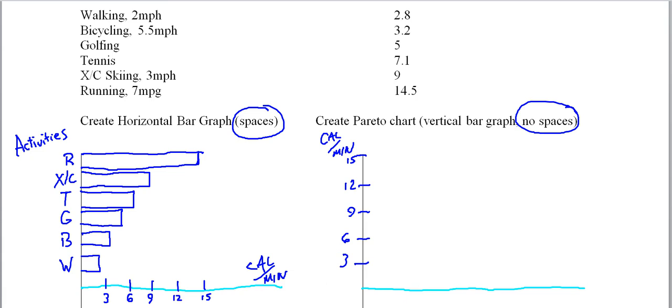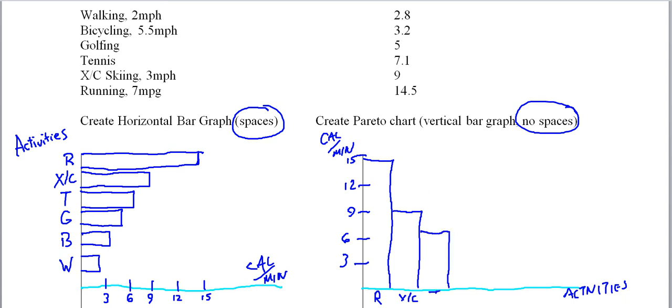We're now going to look at running, which was about 14.5, so I'm going to make that an R for running. Looks like we have cross-country skiing around 9, so we're going to put a little bar right there for cross-country, and make my categories down in the corner. These are going to be my activities. After cross-country, we have tennis. Tennis is going to be a 7.1, so we're going to make it like that. So tennis. Then golfing, which is 5.